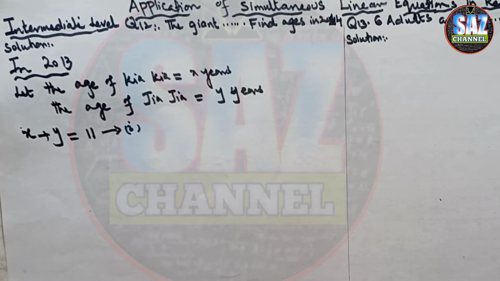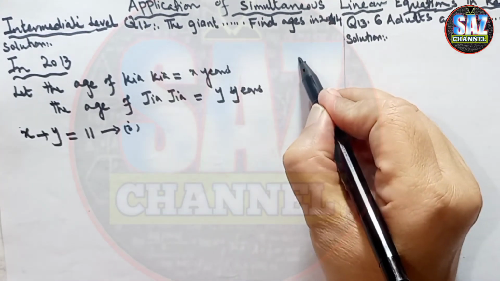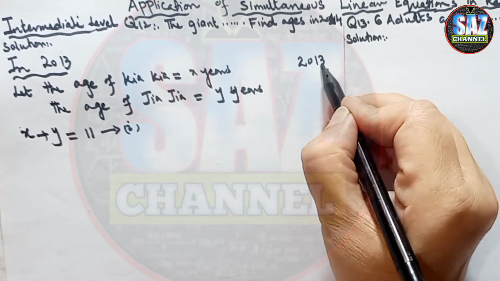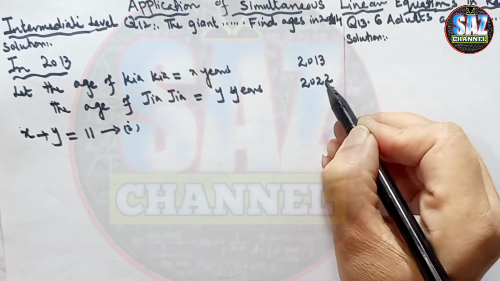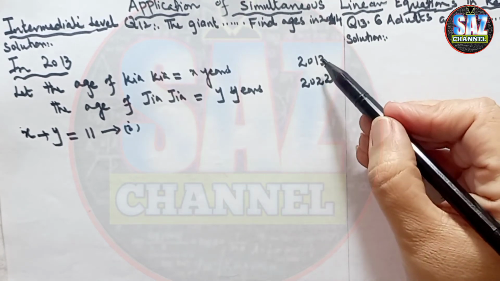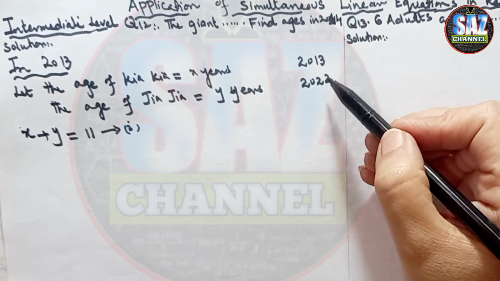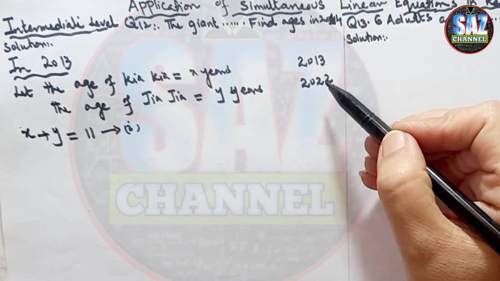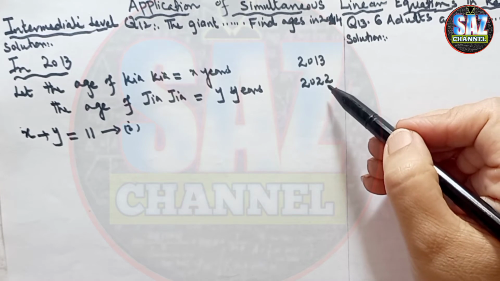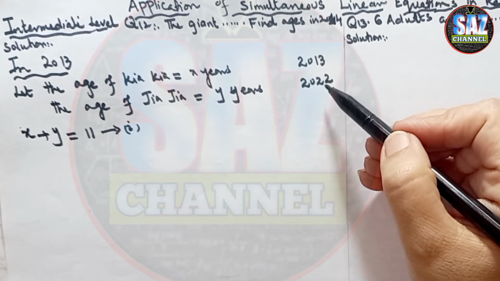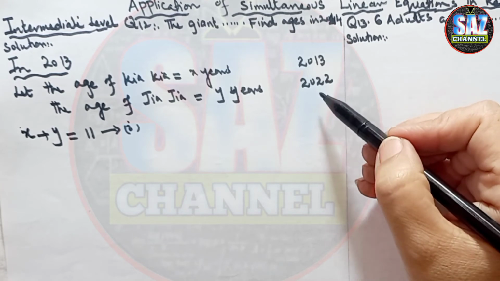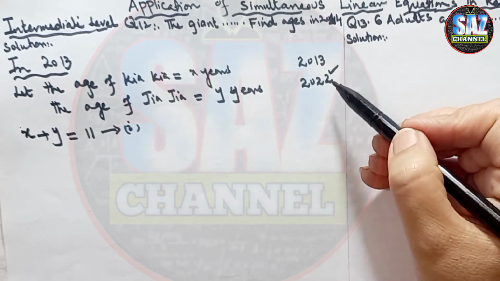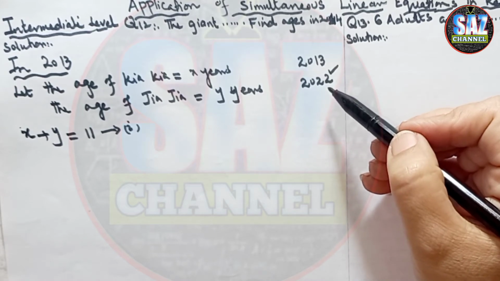Then the next information in the question is for 2022, while the first information is for 2013. So we have to see how many years gap there is between 2013 and 2022. From 13 to 22, we have a gap of 9 years. It means the next information that we will be translating in the form of an equation will be in 2022, which is a gap of 9 years.